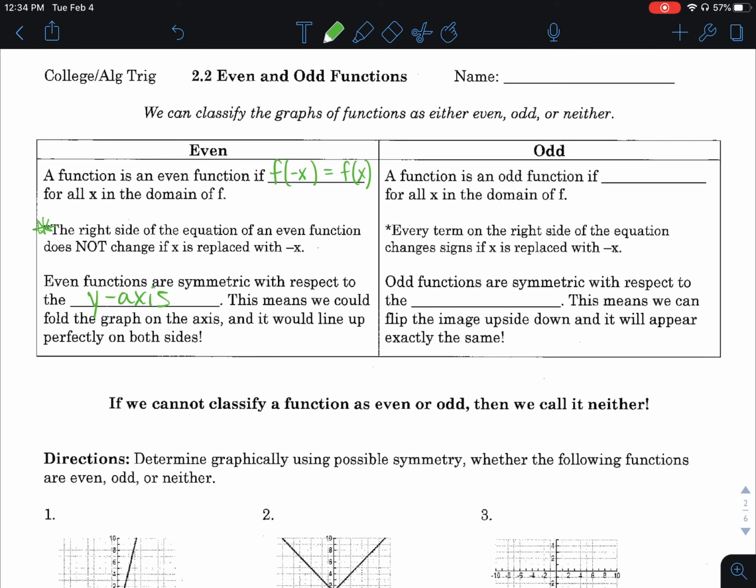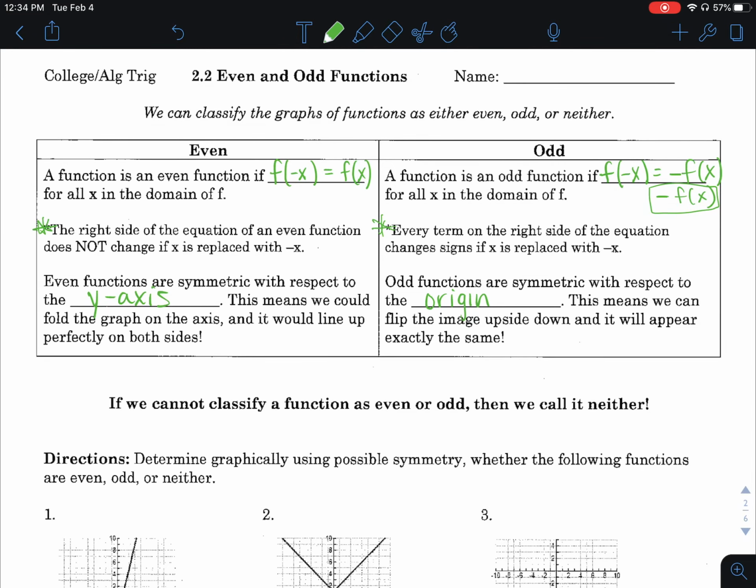A function is an odd function if when we plug in negative x, everything flips. So this is a negative f of x. I want to emphasize that we put a negative in front of there. That means everything flips signs. Again, look at the star right here. Every term on the right side of the equation changes signs if x is replaced with negative x. And a couple days ago, we talked about odd functions being symmetric with respect to the origin, the point (0, 0). This means we can flip the image upside down and it will appear exactly the same.